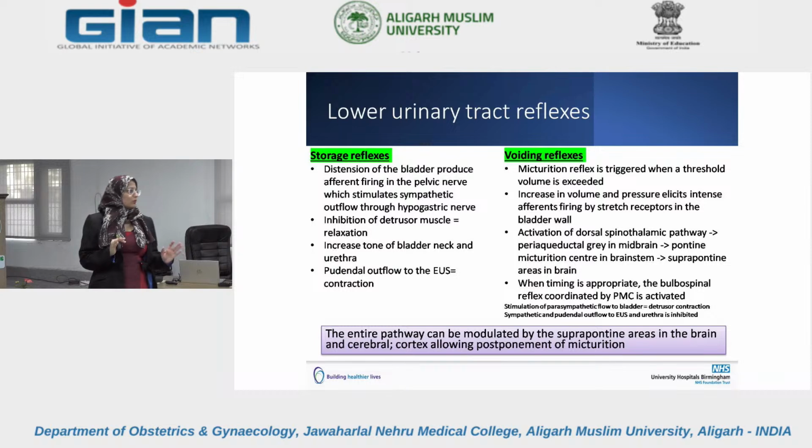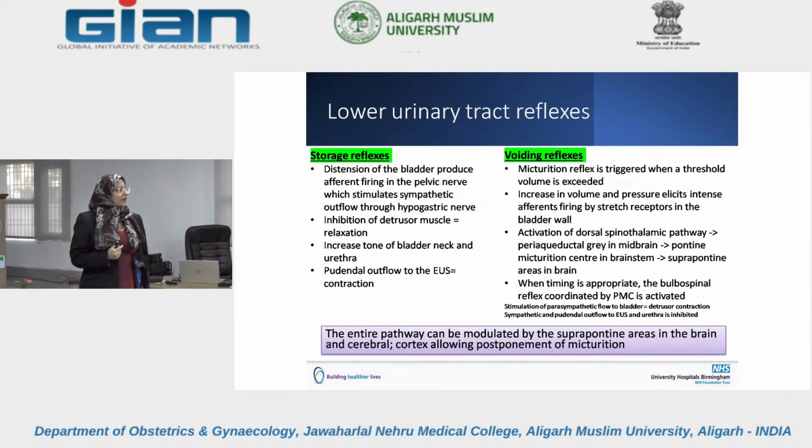As I said in the beginning, all you need to know is two phases, storage and voiding. And voiding is the micturition reflex when the threshold volume is reached. Increase in volume and pressure elicits intense afferent firing, activation of the dorsal spinothalamic pathway, and when timing is appropriate, the bulbospinal reflex coordinated by the pontine micturition center is activated.